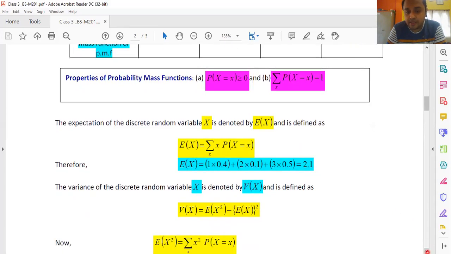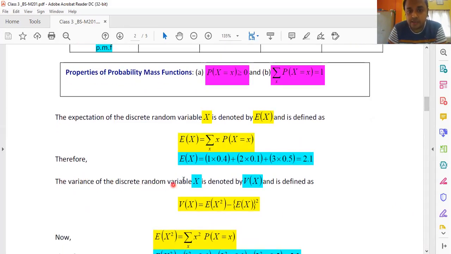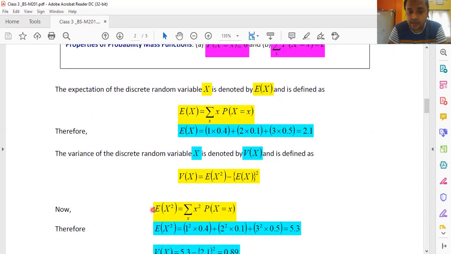What is the variance of the random variable? How is it calculated? The variance of a discrete random variable is denoted by V of X, and it goes by the formula V(X) equal to E(X squared) minus (E(X)) whole squared. E(X) you have already found, which is 2.1 with respect to the given problem. Now, what is the formula for E(X squared)? E(X squared) has this formula. The only difference between E(X) and E(X squared) is that here the probabilities were multiplied by the value.